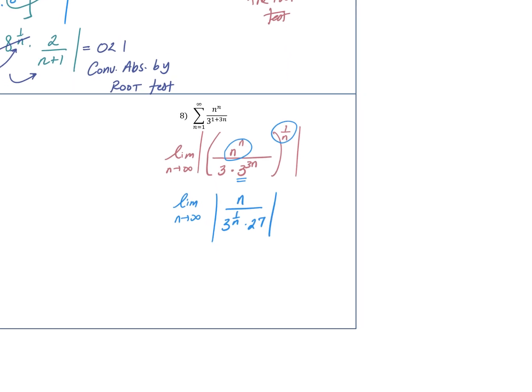I plug in. Either way, it's going to diverge. But if I plug this in, we get 3 to the 0. This goes to 1. But once you plug that in there, we get infinite. So this diverges by the root test.